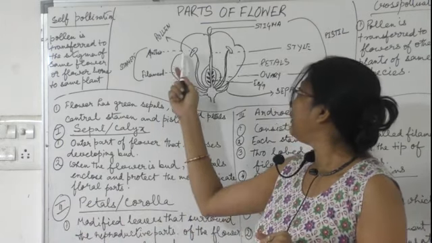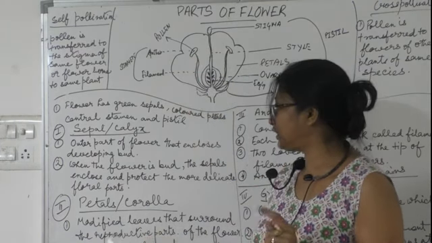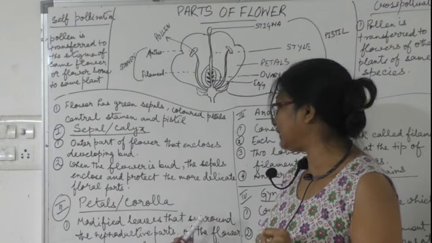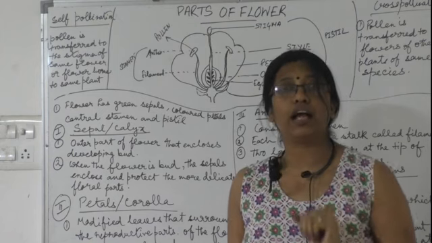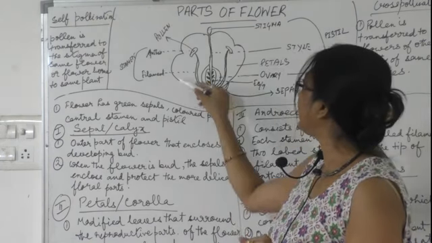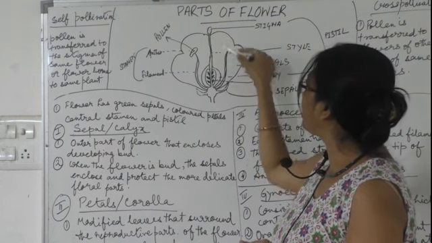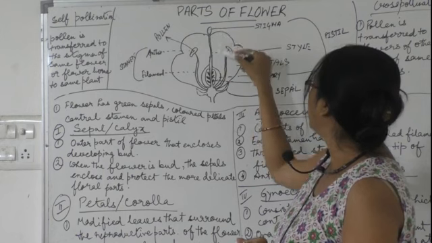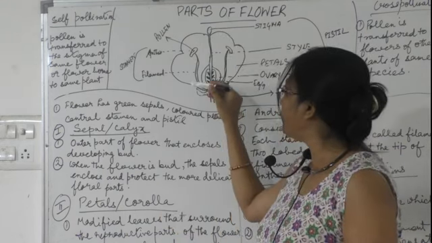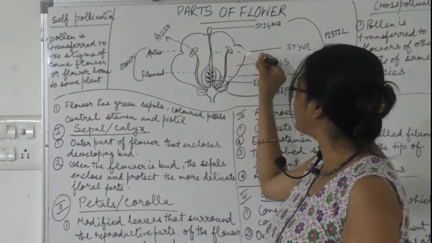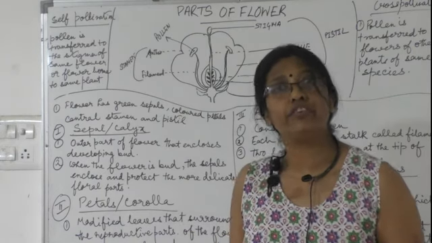Next role is petals. These colored parts, these are petals. Modified leaves that surround the reproductive parts of the flower are known as petals. These are actually modified leaves. They enclose the reproductive parts, the pistil and the stamen. These are two reproductive parts, and the petals are those parts which are protecting these two reproductive parts of flower.